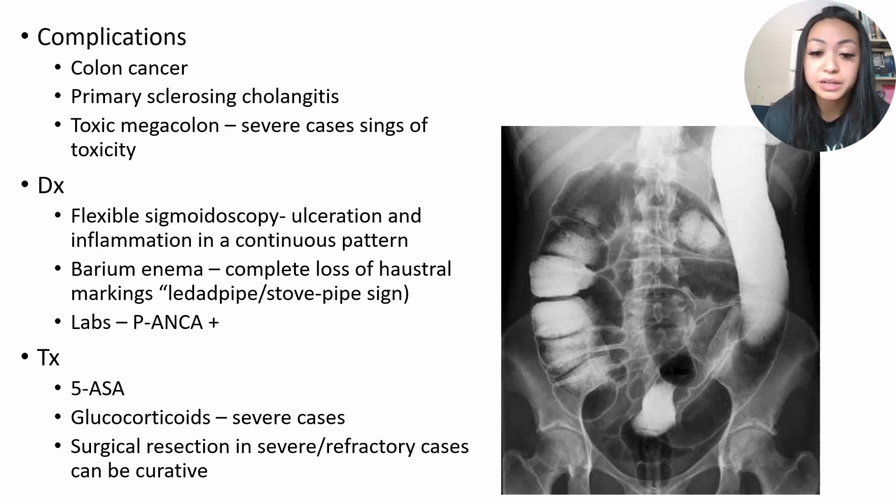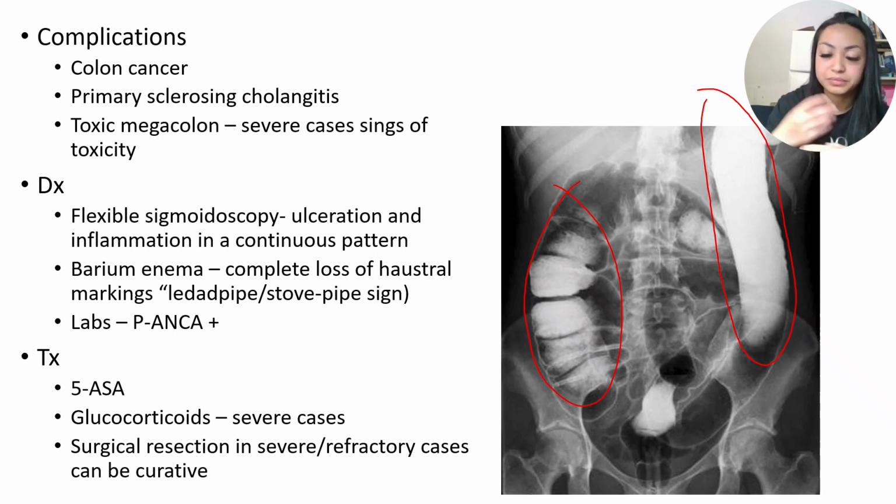Barium enema is another thing we can do. In barium enema, there would be complete loss of haustral markings. We see this lead pipe or stovepipe sign. If you see here on this side, there are haustral markings, the lines in between the segments. And here you see the loss of haustral markings, so it looks just like a continuous pipe. This is where that lead pipe or stovepipe appearance comes from, seen in ulcerative colitis when we do barium enema.